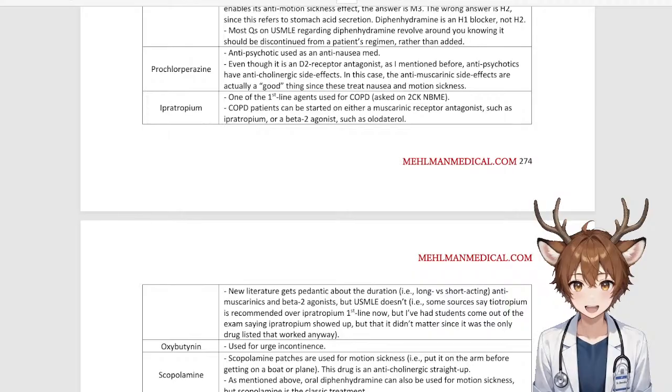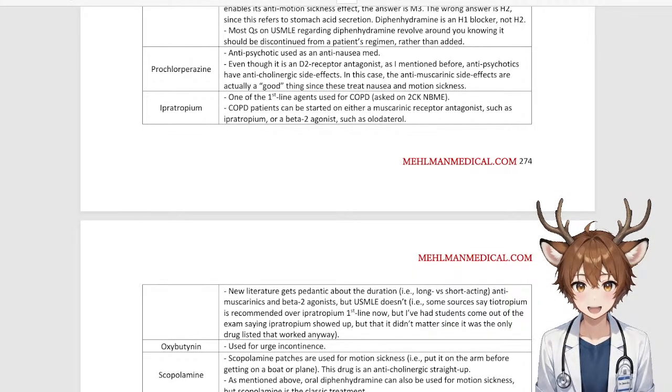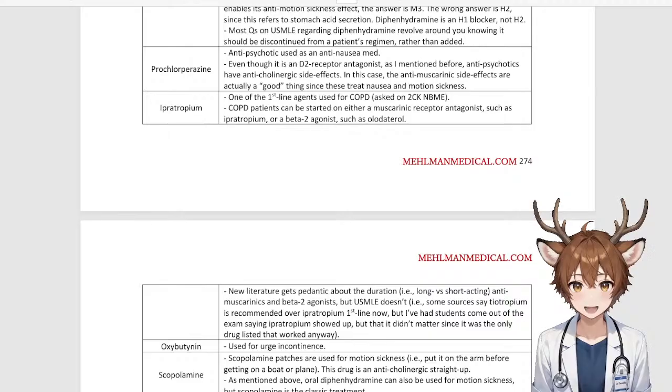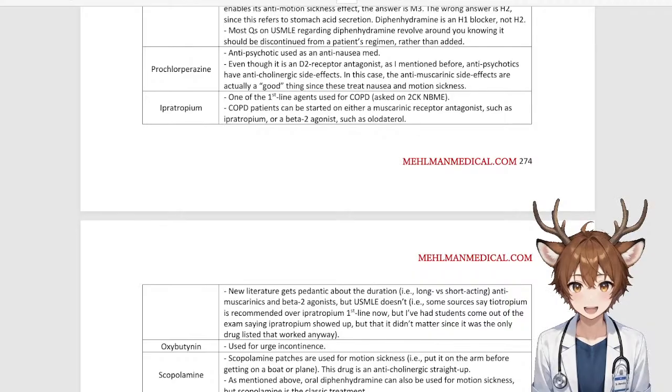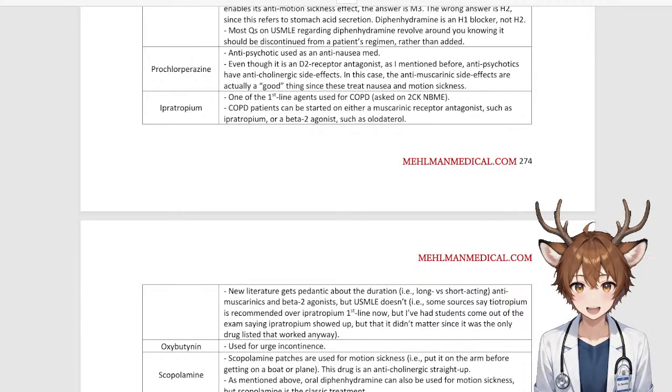Ipratropium, one of the first-line agents used for COPD, for Step 1, Step 2 CK, and NBME. COPD patients can be started on either a muscarinic receptor antagonist such as ipratropium or a beta-2 agonist such as olodaterol.